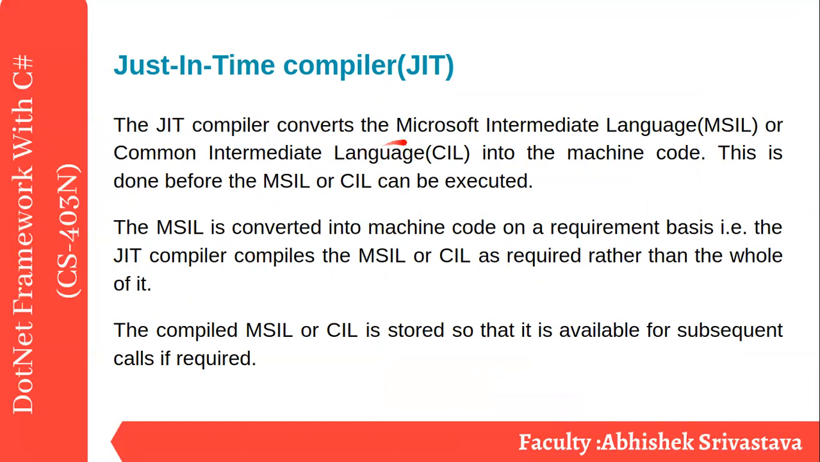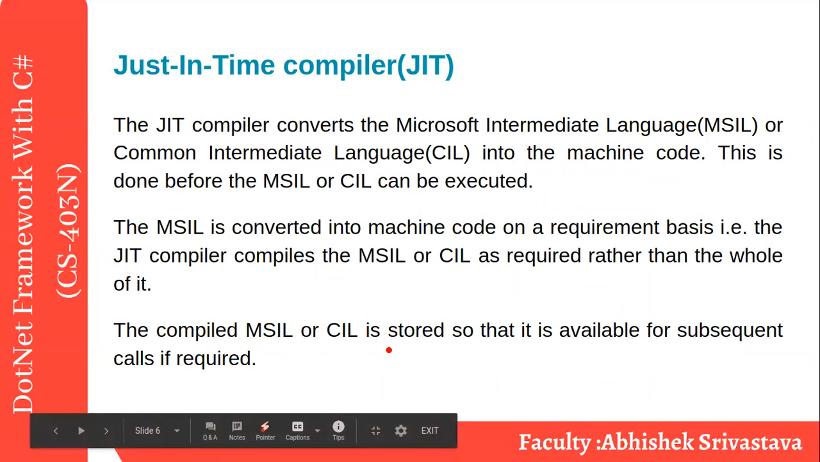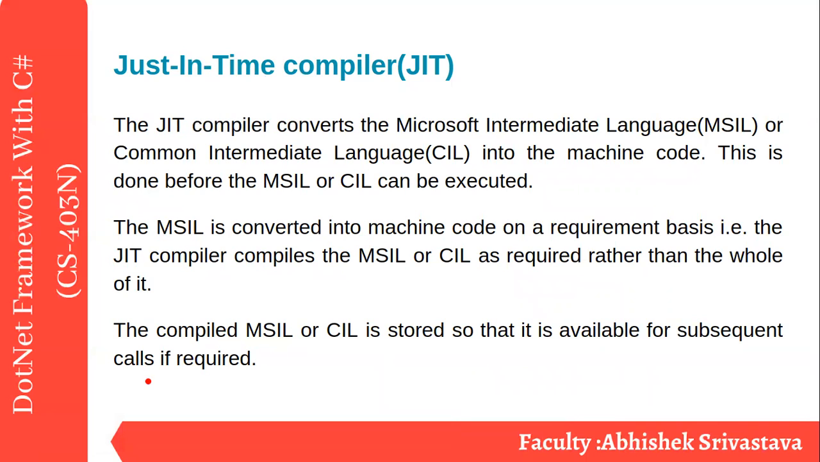Now, the JIT compiler converts the MSIL, or Common Intermediate Language, CIL in short, into machine code. This is done before the MSIL or CIL can be executed. So MSIL is converted into machine code on a requirement basis, meaning the JIT compiler compiles the MSIL or CIL as required. According to the requirement, it will compile. The compiled MSIL is stored so that it is available for subsequent calls if required. So whenever we use this MSIL code, we convert it.